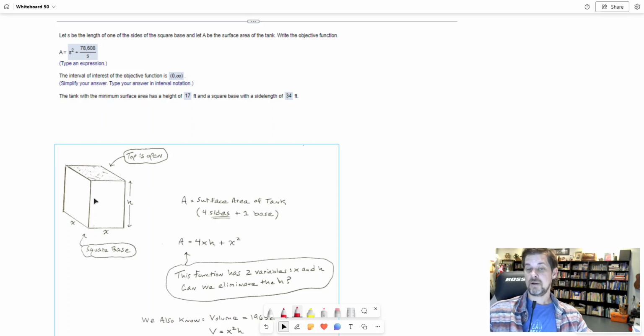Okay. Now, I mentioned a minute ago that the area of this rectangle that makes the front of the tank is x times h.